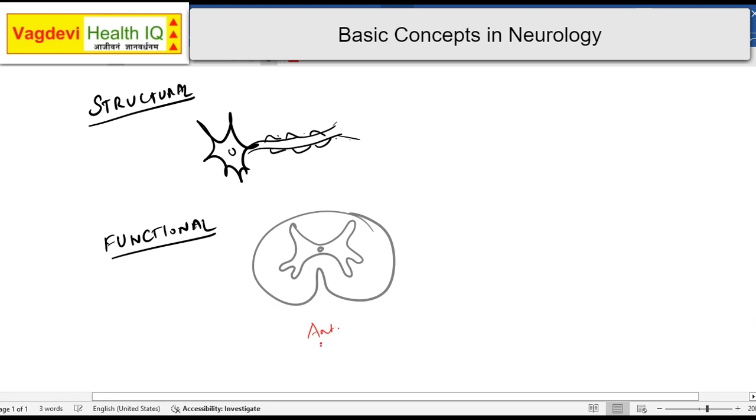This is the anterior median fissure. Cool? Anterior median fissure. Okay. This is what is called the central canal, this particular structure. And these are the horns of the spinal cord, I mean the gray matter. So what is this? This is the posterior horn, this is the lateral horn, and this is the anterior horn.